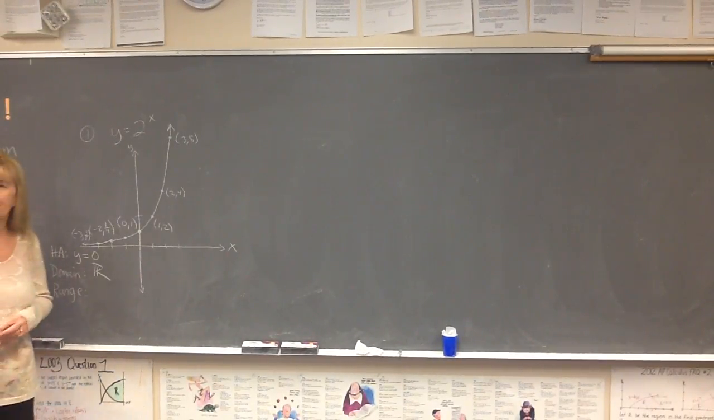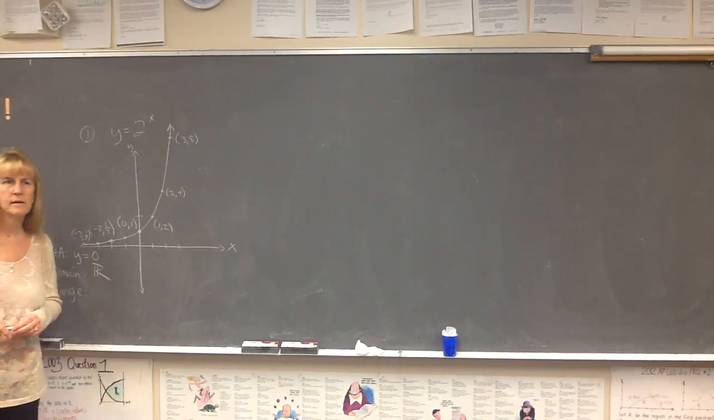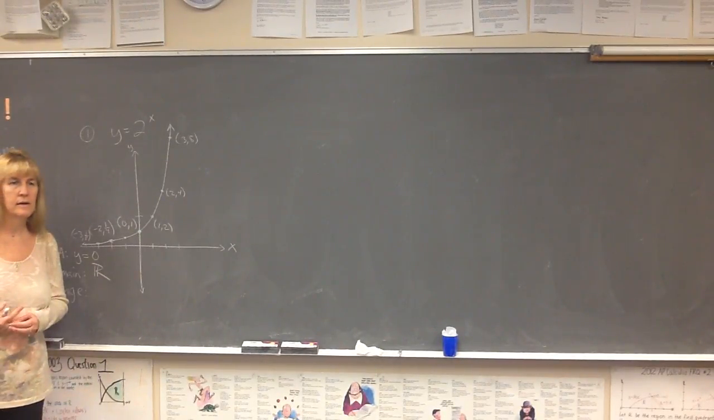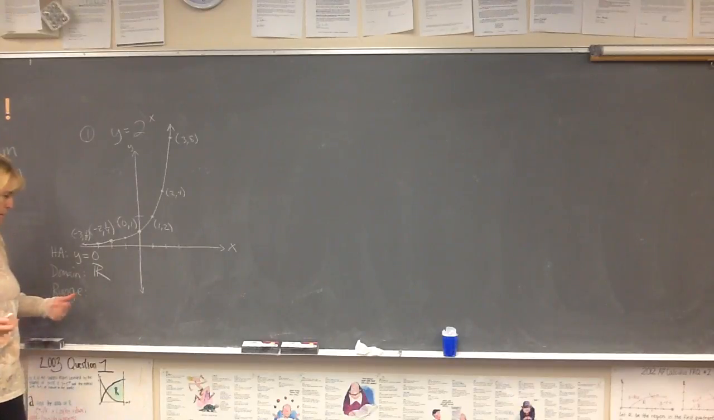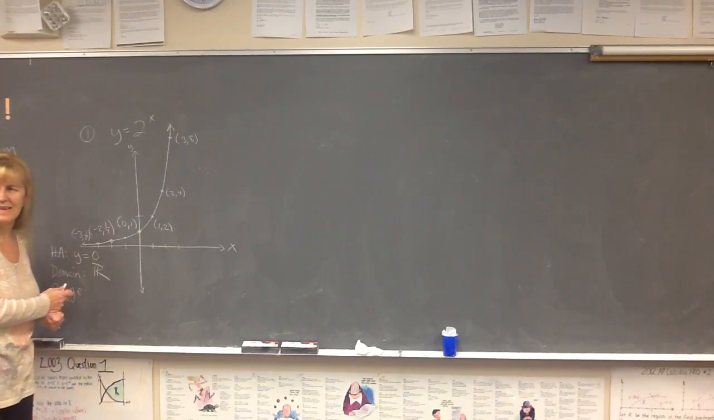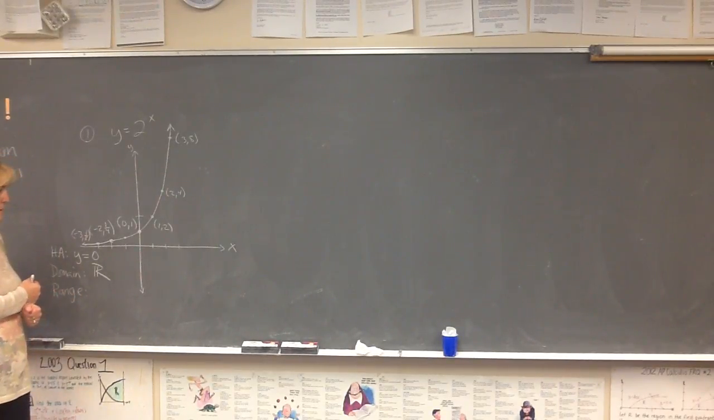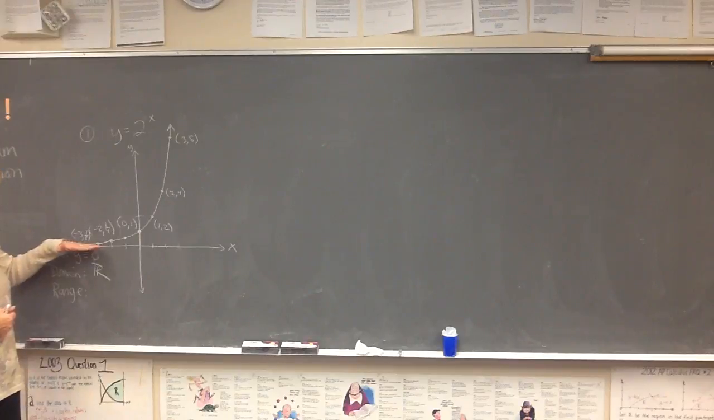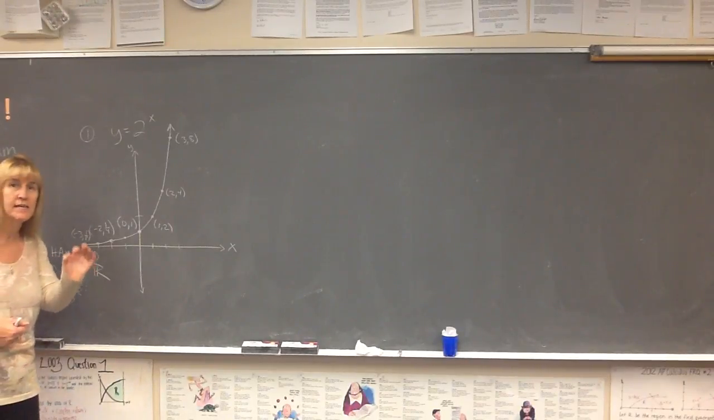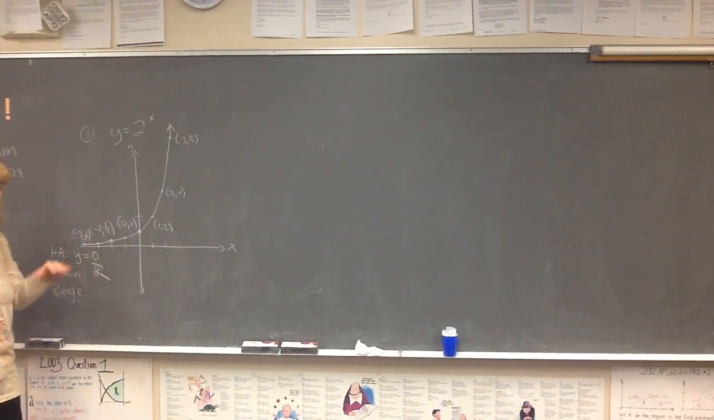All real numbers again? No. It's going to be from 0 to positive infinity. No, it has to be an open parenthesis because it can't be 0. Y can't equal 0, because we said y equals 0 was going to be a horizontal asymptote, which means the function is getting closer and closer to, but never actually touching. So y equals 0 is not going to be a point on this function.